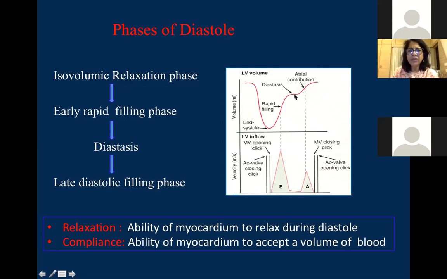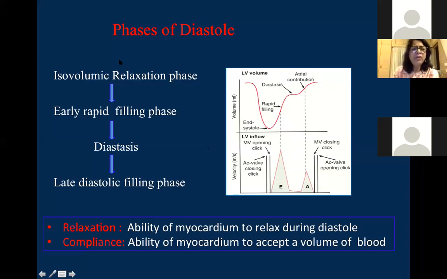Now remember, 20% of the blood is still in the left atrium. So that 20% of the blood is pushed from the left atrium to the left ventricle by active atrial contraction, or we call it atrial boost or atrial pump. So the A wave, which is due to the atrial booster, coincides with this part of the LV pressure curve.